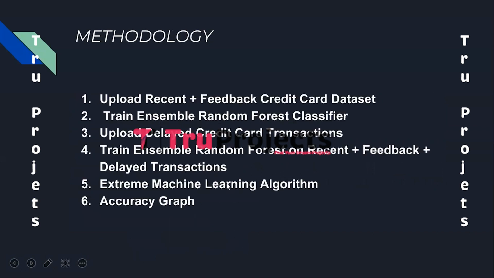These are the modules that are implemented to build this project. The first module is Upload Recent plus Feedback Credit Card Dataset. Here in this module, the recent and feedback credit card transaction details are uploaded. The recent dataset contains the historical transactions that have already been used to train the classifier. The feedback dataset consists of new transactions that have been analyzed and labeled by experts as either fraud or non-fraud. These datasets are essential for training and updating the classifier.